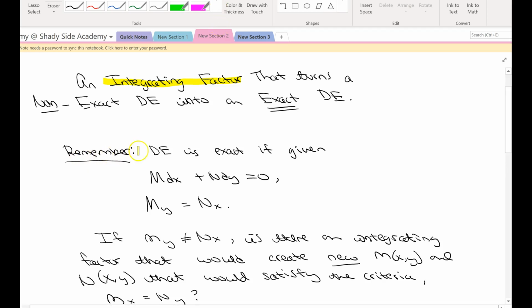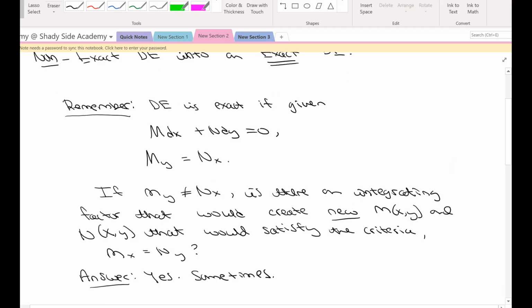So remember, the criterion for an exact diffie-q is this right here. I ignored some notation: M here is a function of x and y, N here could be a function of x and y. And the criterion is that M sub y equals N sub x. The partial derivative of M with respect to y equals the partial derivative of N with respect to x.